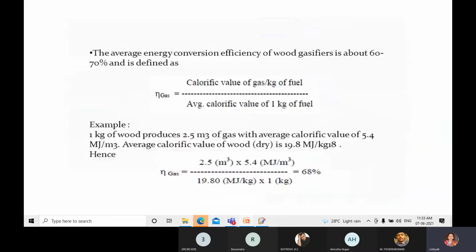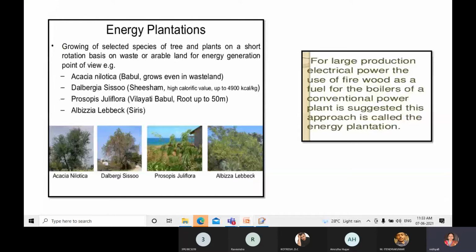First, energy plantation. I don't know how much you have celebrated the June 5th Environment Day. Energy plantation is the growing of selected species of trees and plants on a short rotation basis on waste or arable land for energy generation. Not all plants, only selected species of trees and plants, on a short rotation basis, on wasteland, from the energy generation point of view.